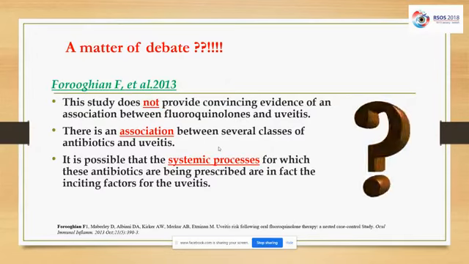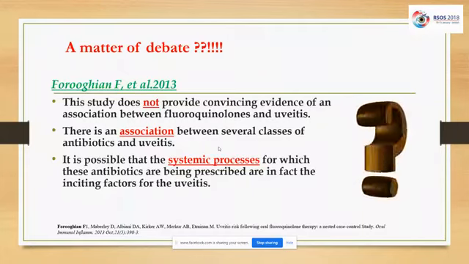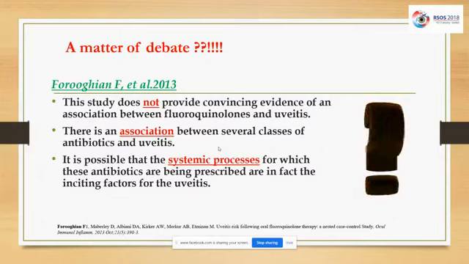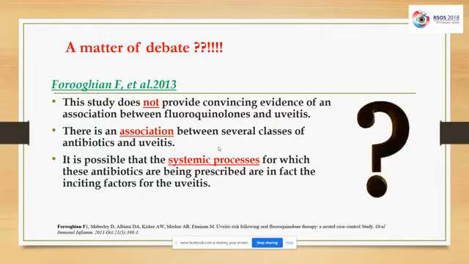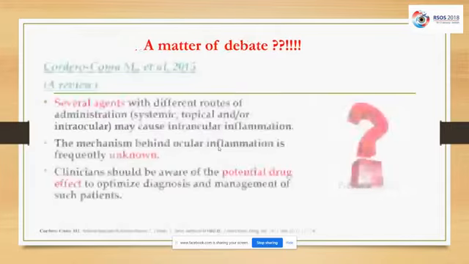For example, this patient was receiving fluoroquinolones for treating infectious sinusitis, so there may be a possible association between the infectious sinusitis and the uveitis. But as it's bilateral, it's still a matter of debate that the drug can be the cause of uveitis.